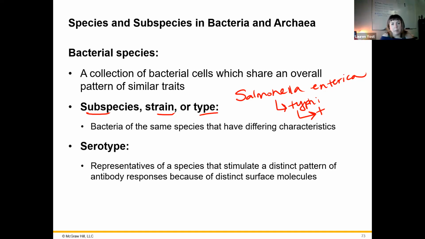So a serotype is where you have a species that has a distinct pattern of antibody response. So if you're exposed to it as a person with that illness, the antibody that you make against it is going to be different than the others that are in that same species. So that's a serotype. That's how your body is responding to it, how antibodies that are made to fight off that infection respond differently to that serotype.